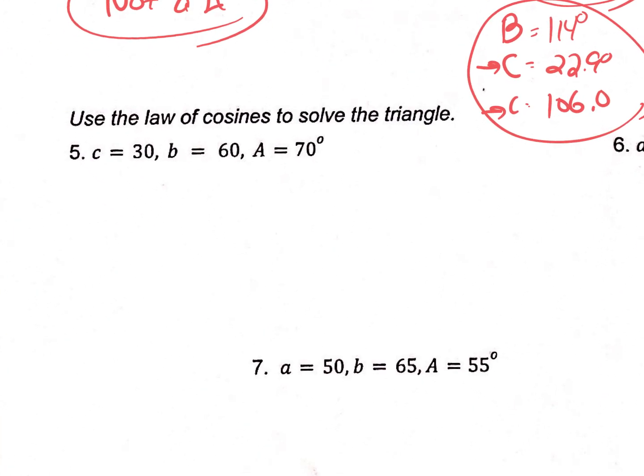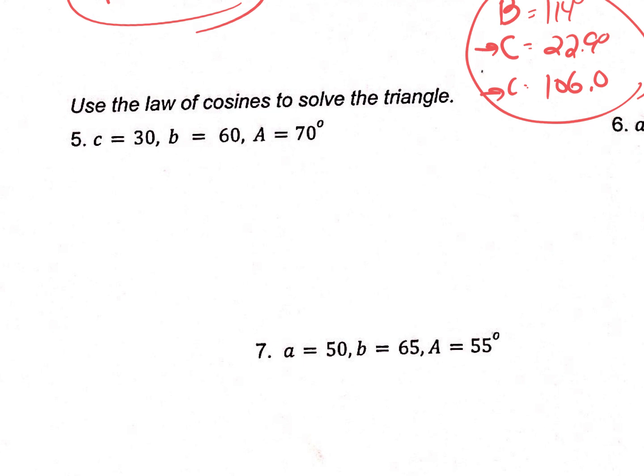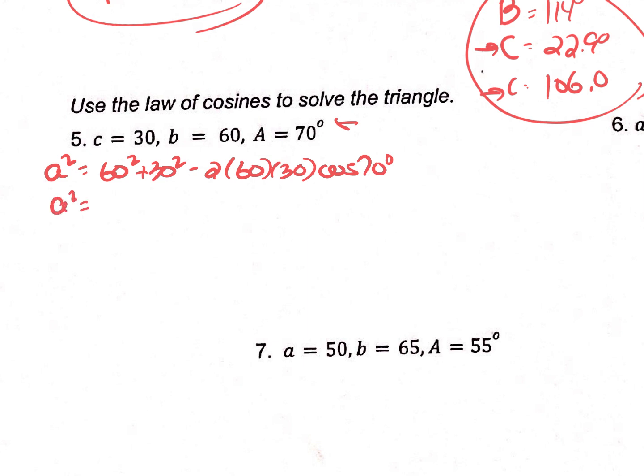Number 5, use law of cosines. It's telling you what to do here. And because they gave me angle A, that means you must find side A first. So I'm going to do A squared equals B squared plus C squared minus 2 times B times C times cosine A, so 60 squared plus 30 squared minus 2 times 60 times 30 times cosine 70. That's the setup. Okay, I know how to set that up. So I'm going to take a second and punch all that in.